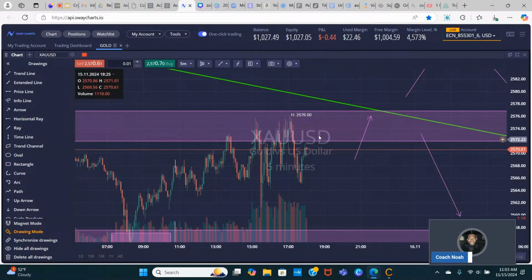So you just got to be patient, let price come to you. I would just wait to see what it's going to do, if it's going to come back and retest this trend line, see what it does. If it starts to consolidate up at the trend line, then you know it's going to respect this trend line area and come back towards our support.